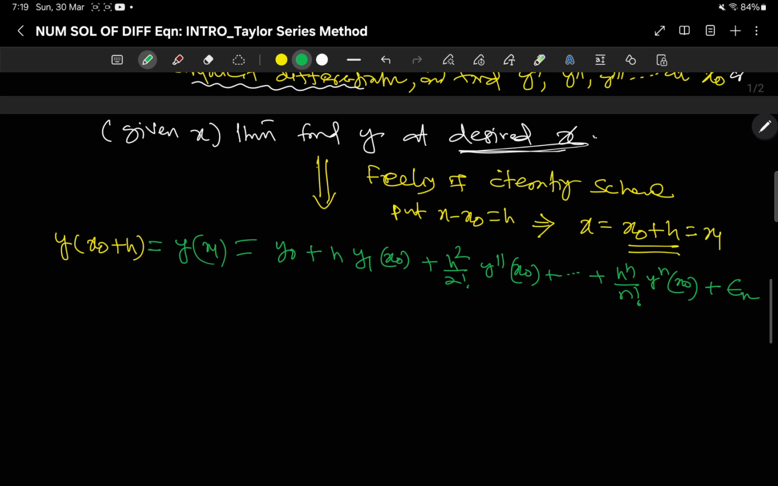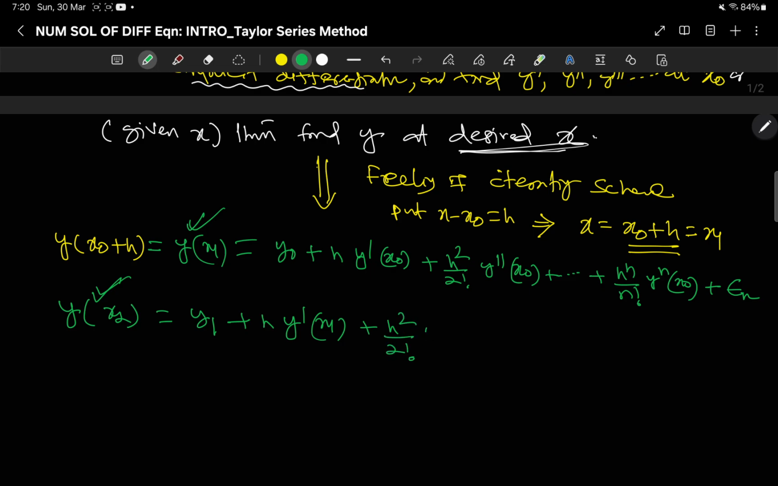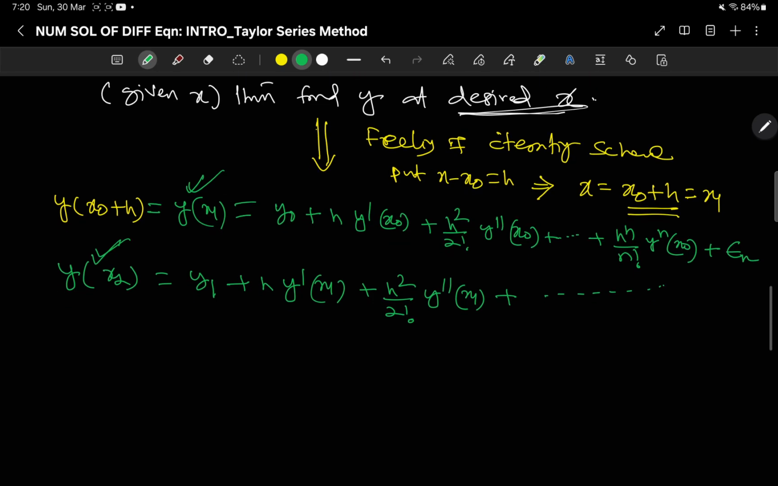Okay, so next for your x2, you have y of x2. y1 is obtained here, so y of x2 will be y1 plus h y dash x1, plus h square by factorial 2 y double dash x1, and so on you continue, and we may write a formula: plus h^n by factorial n y^(n) x1, plus epsilon n is my error.